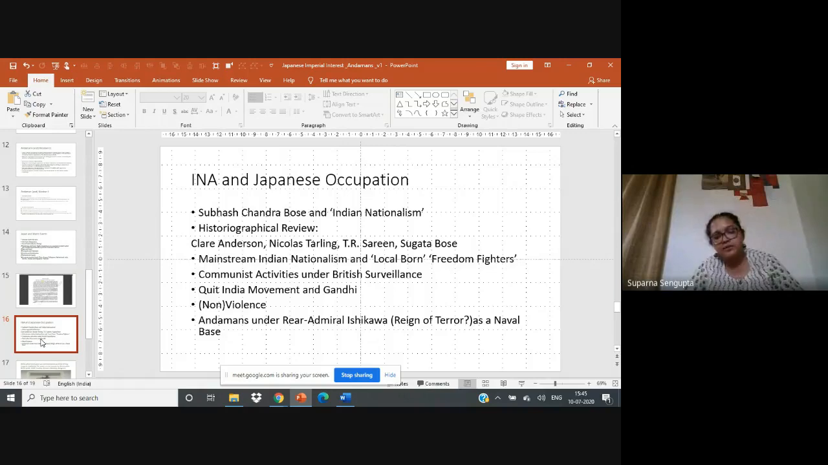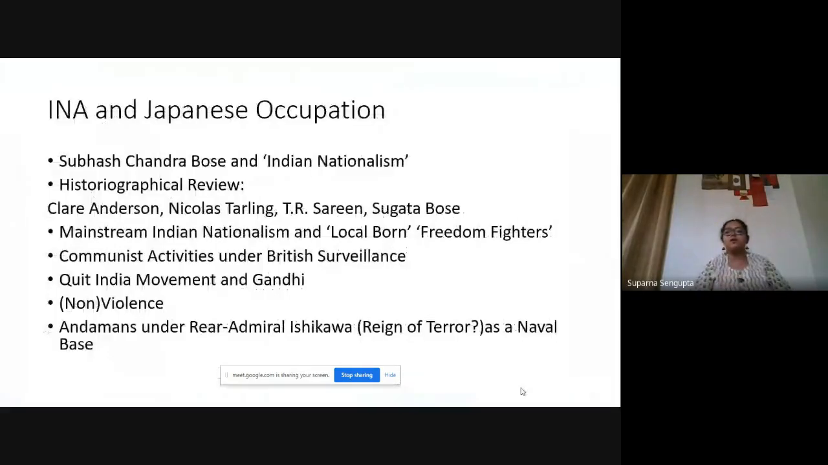So Claire Anderson also tried to clarify how we are to see the local born freedom fighters, who were not just acting as spies, or cannot be presumed to act as spies for Japan, but were trying to negotiate a space for themselves and were in fact allying with the nationalist movement when there was a reign of terror unleashed by the rear admiral of the Japanese Navy, Ishikawa, as and when Andamans was taken to be a naval base.